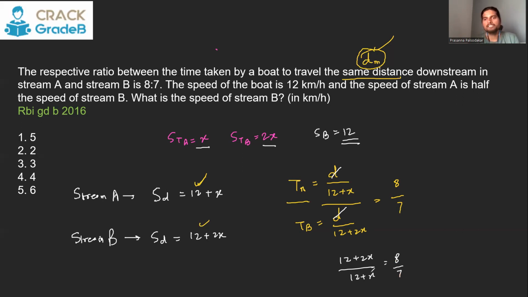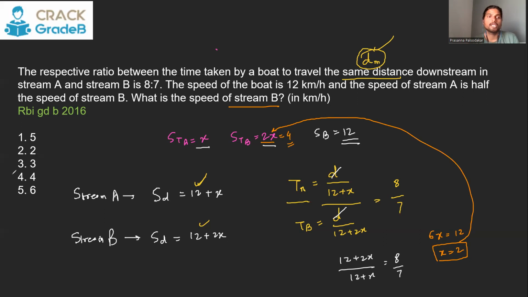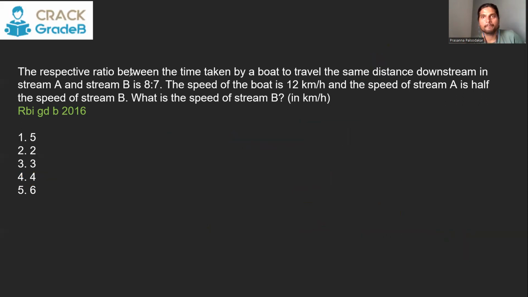Doing cross multiplication, you will see this is 14X and 8X. The difference will be 6X is equal to 12. X will be equal to 2. Just solve this. X will come out to be 2. They're asking what is the speed of stream B. So for the speed of stream B, you just have to put 2 here. The answer will be 4. I hope you got this. Let's see one more.